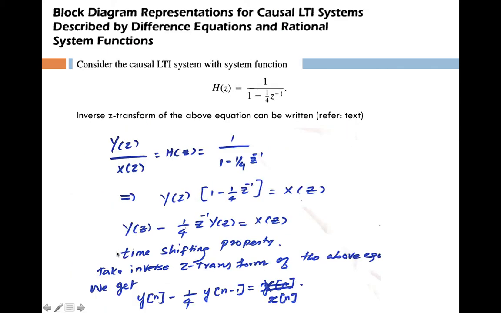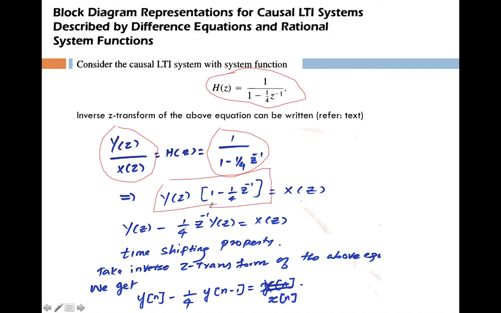Now just consider a causal linear time invariant system function h of z is equal to 1 divided by 1 minus 1 by 4 z power minus 1. Now we know the transfer function equation. Transfer function is y of z by x of z, which is equal to this function. Now we are going to cross multiply this function. You will get y of z into 1 minus 1 by 4 z power minus 1 is equal to x of z. Just multiply y of z inside the bracket, you will get y of z minus 1 by 4 z power minus 1 y of z is equal to x of z.